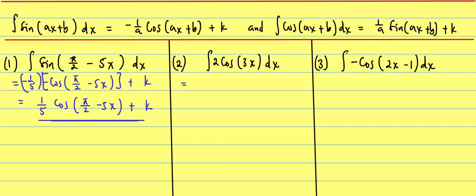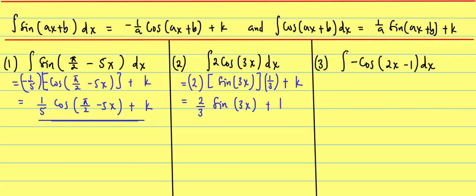Doing the same thing here, I'm going to keep the 2 as a constant, which is going to multiply everything that comes after that. Multiply by the integral of cos, it's going to be equal to positive sine of the same angle, which is 3x, and then we'll find the derivative of the angle, which is 3, so we put it as 1 over 3 plus some integral constant k. Tidying this up again means that the result is going to be 2 over 3 sine of 3x plus the integral constant. And finally, we'll look at this question 3.